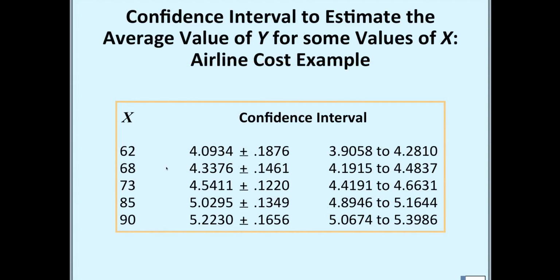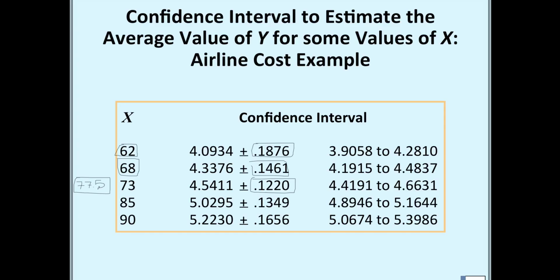And we can do our predictions for different values. We can do the same thing for 62 passengers, 68, 73, 85, and 90. One thing I want you to notice is that the closer we get to 77.5, which was our average of X, the smaller this interval. 62 is so far away from 77.5. That's why its interval width is 0.18. 68 is closer to 77.5. That's why this value decreased.